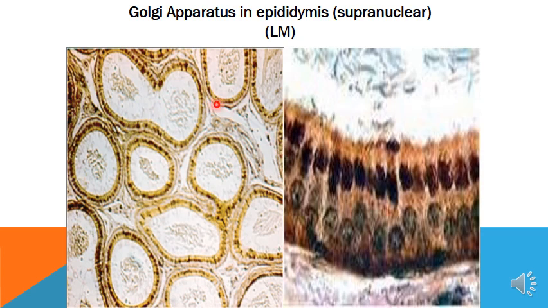So when this picture comes in the exam, I will write Golgi apparatus in the epididymis organ, present supranuclear, and between two brackets I will write silver stain, which is the special stain of the Golgi apparatus. It is very, very important to write any special stain in the exam. This special stain has half of the mark.